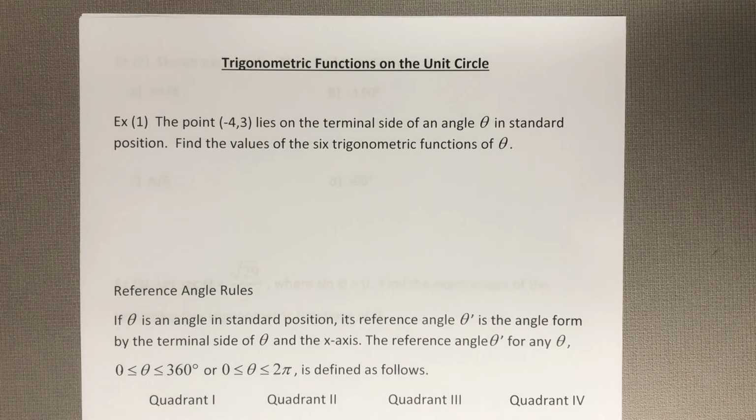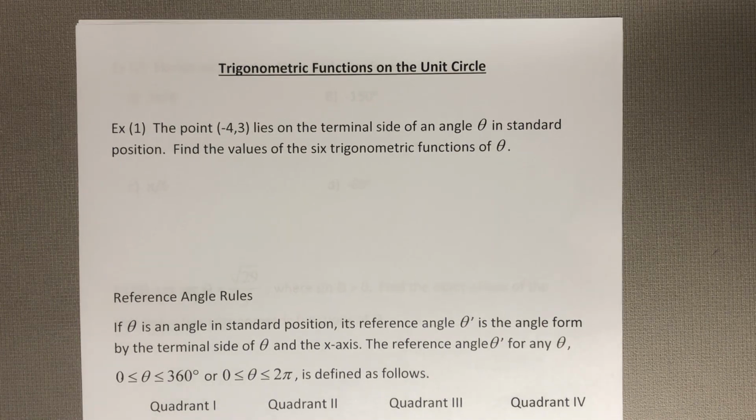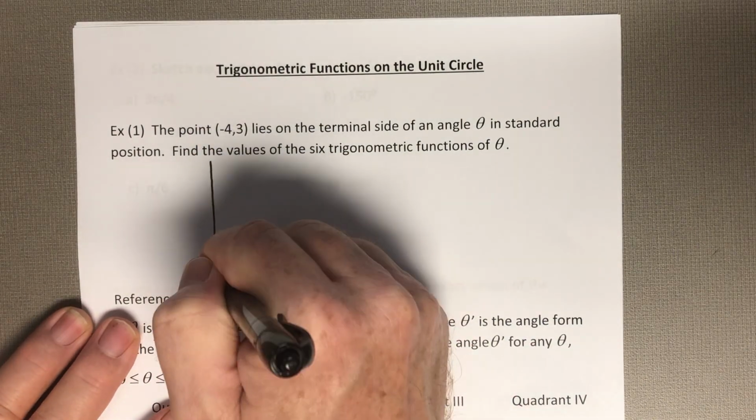Our first example says the point negative 4, 3 lies on the terminal side of an angle theta in standard position. Find the value of the six trigonometric functions of theta. Well, as they say, a picture is worth 1,000 words. So I'm going to sketch a coordinate system.